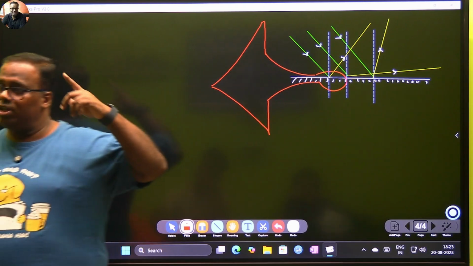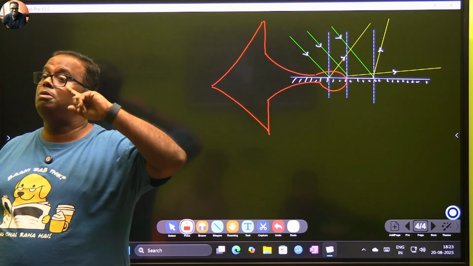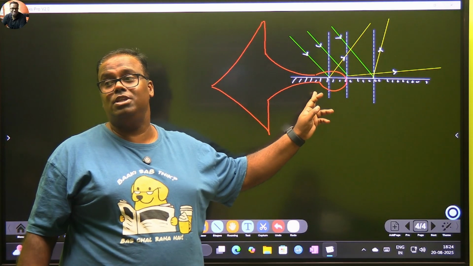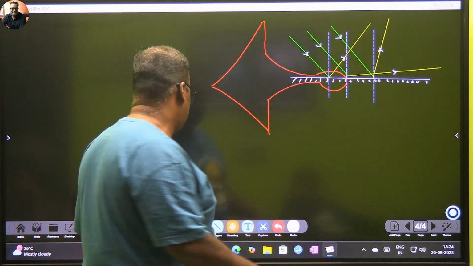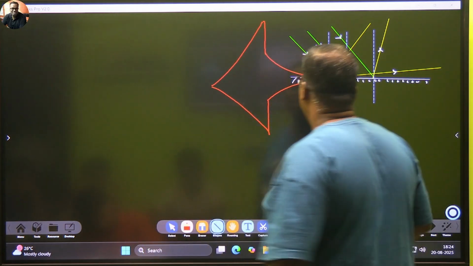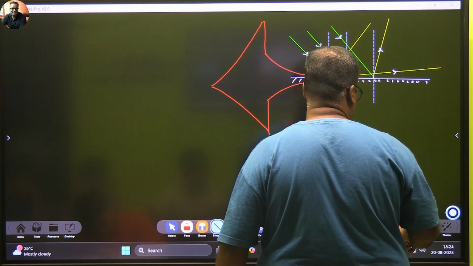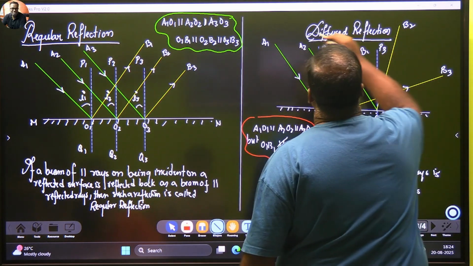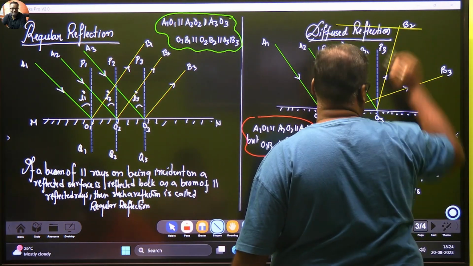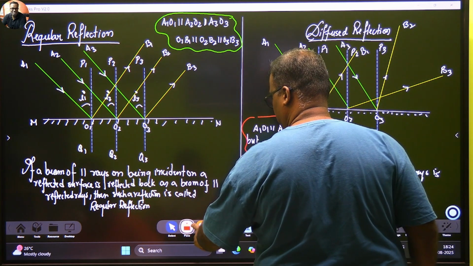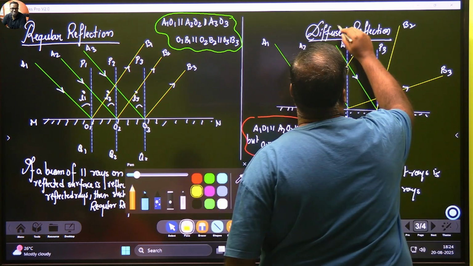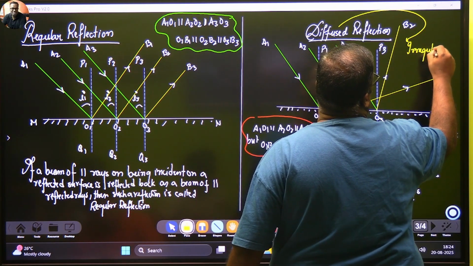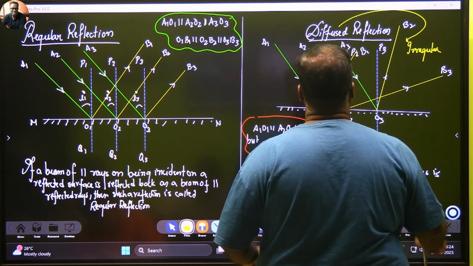When regular reflection was taking place, it was taking place from a polished surface. This happens when the surface is not polished. Diffuse reflection also has another word; in place of diffuse, the other word we sometimes use in books and textbooks is irregular. That's for us to understand. Irregular. So let's go back and look at this surface.